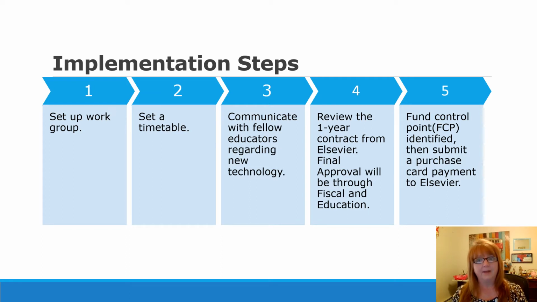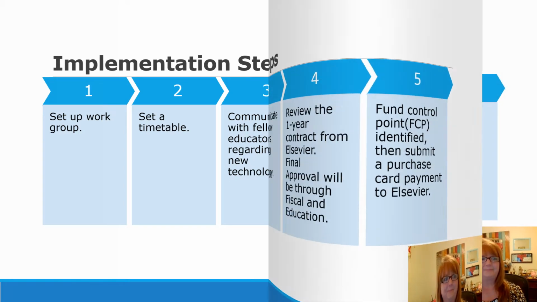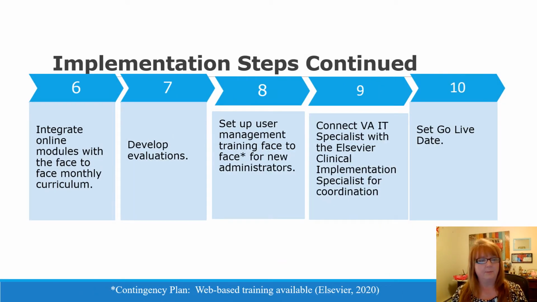Then on number five, we have the fund control point that has to be identified. At that time, we can then submit a purchase card payment for the Elsevier subscription. So number six, we'll be integrating online modules with the face-to-face monthly curriculum. That's what will make it a blended learning. And then we'll, of course, need to develop our evaluations. More on that later.